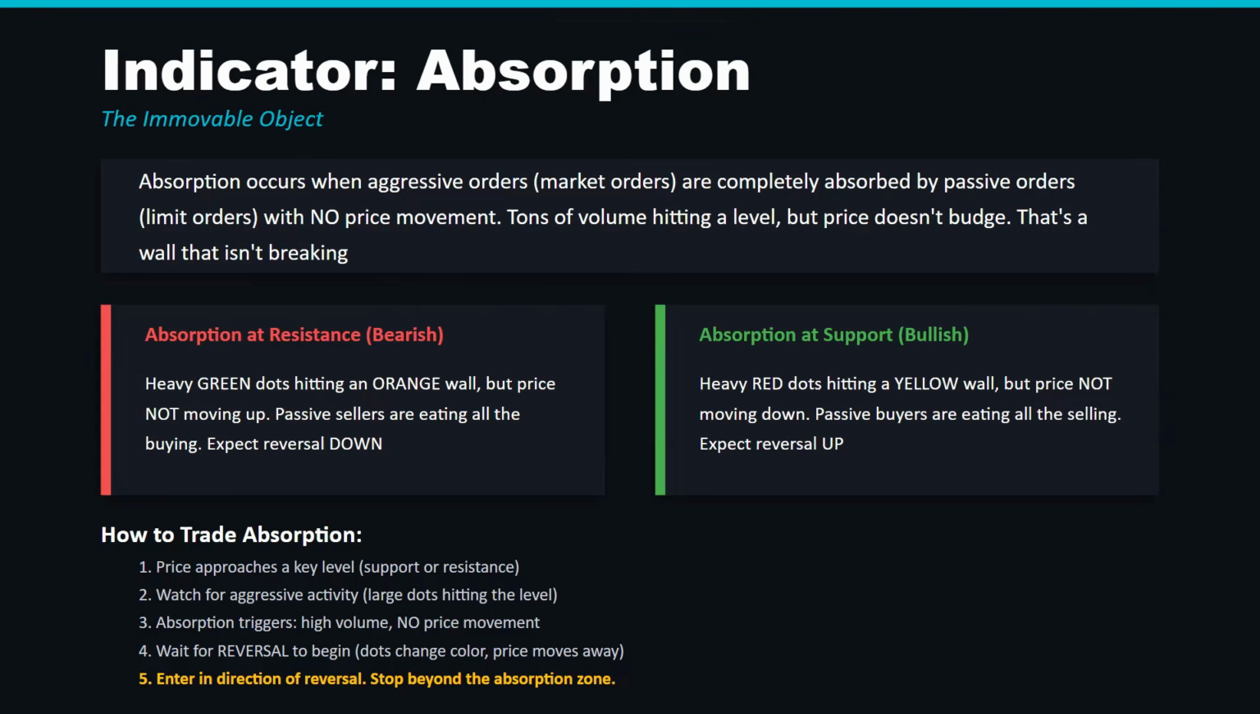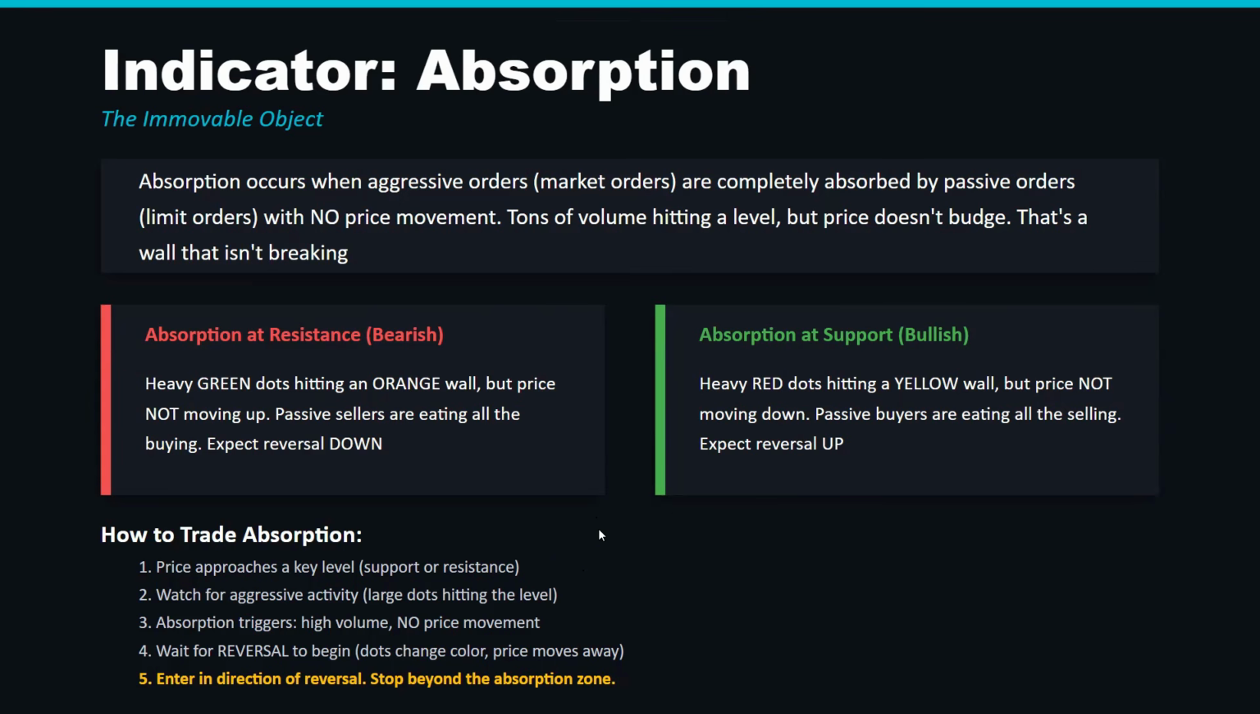How to trade absorptions? It's kind of a five-step process. Price approaches your level. You watch for aggressive activity hitting the level. Absorption triggers when you see high volume with no price movement. And then you wait for the reversal to actually start, meaning the dots change color and price begins moving away. Then you enter in the direction of the reversal with your stop either below or above, depending on the direction.